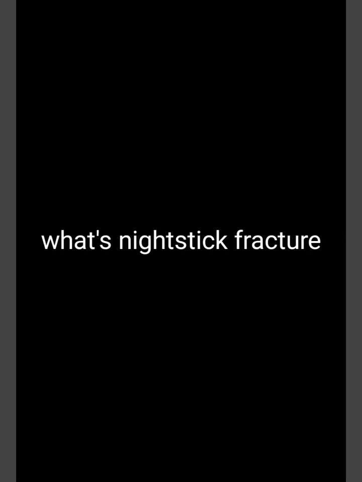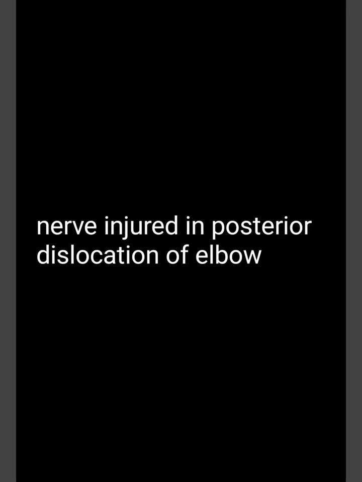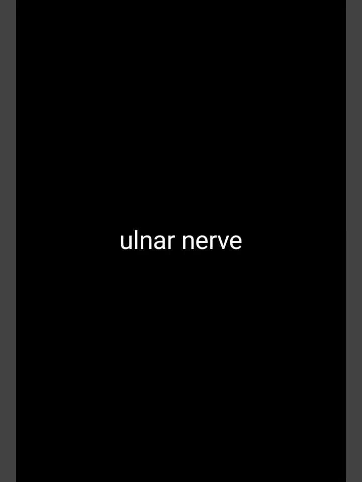Reverse Monteggia fracture, aka and what is it? Aka Galeazzi fracture, Piedmont fracture. It's fracture of radius plus DRUJ disruption. What's nightstick fracture? Isolated ulna fracture, self-defense injury. Nerve injured in posterior dislocation of elbow: ulnar nerve.